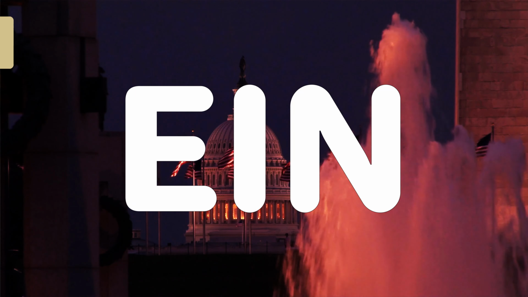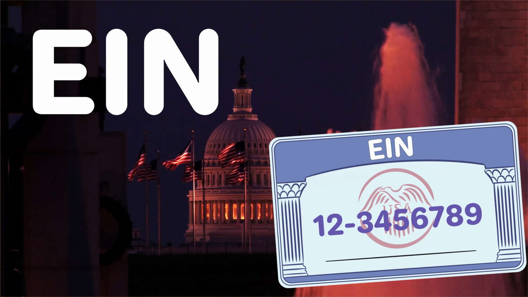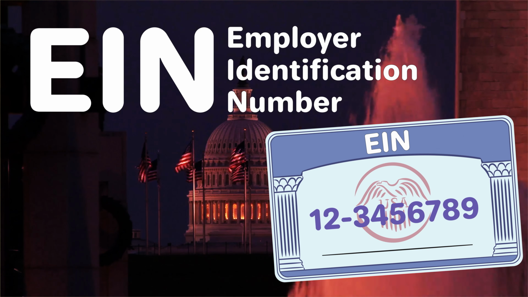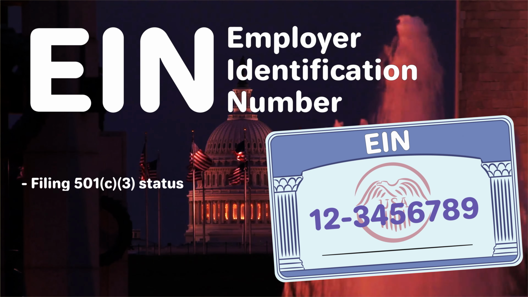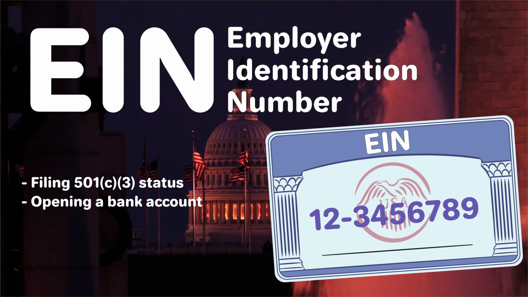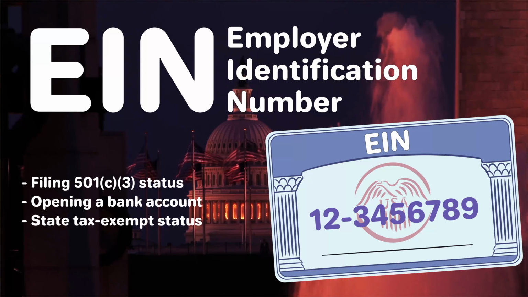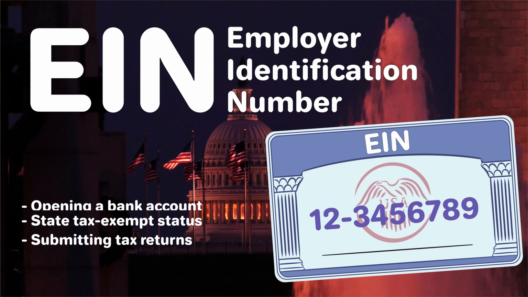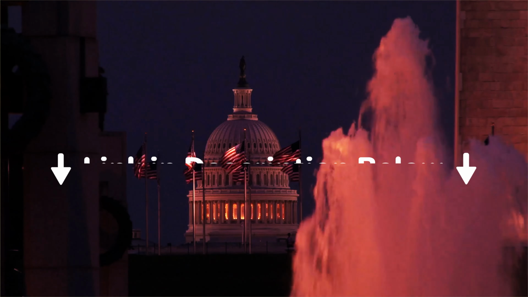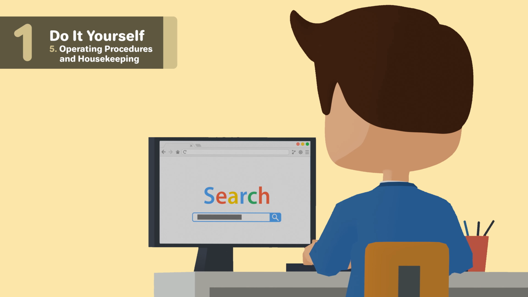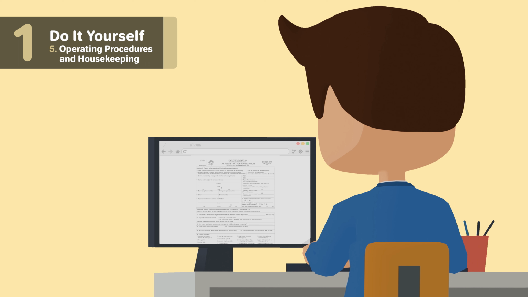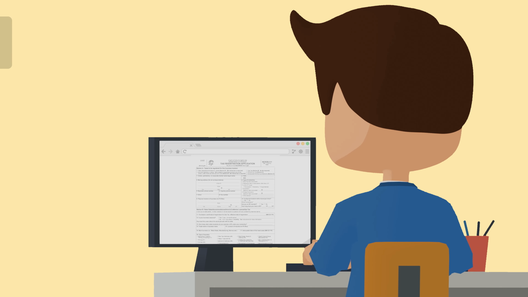After your nonprofit has been formed, you'll need to apply for an EIN, or Employer Identification Number. An EIN is like a social security number for your nonprofit and is used for things like filing for 501c3 status, opening a bank account, applying for tax-exempt status, and submitting tax returns. For more information on EINs, check out our other video linked below. You will also need to file for your South Carolina State Tax Identification Number/account number using Form SCDOR-111 with the South Carolina Department of Revenue linked below.